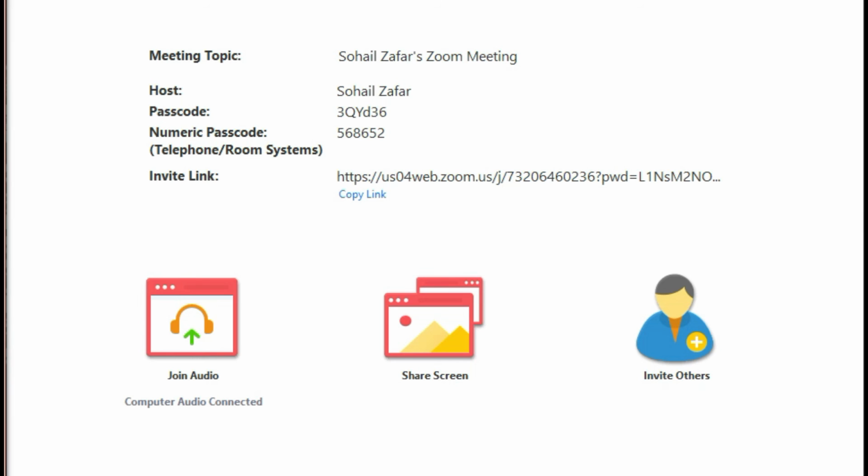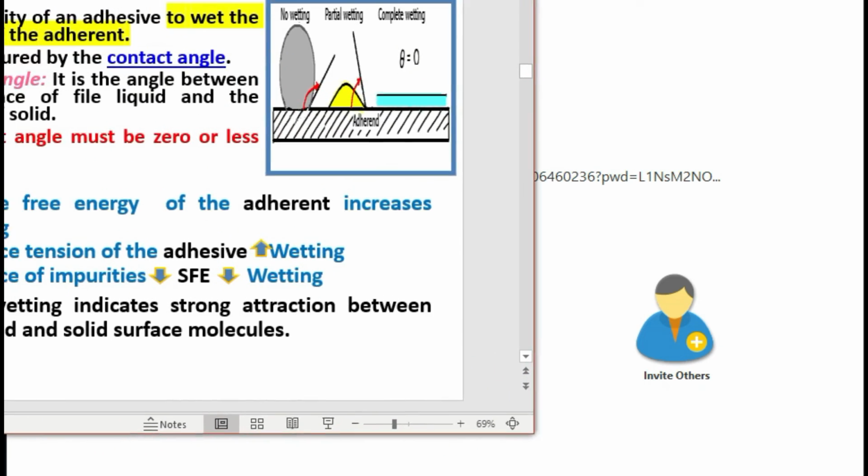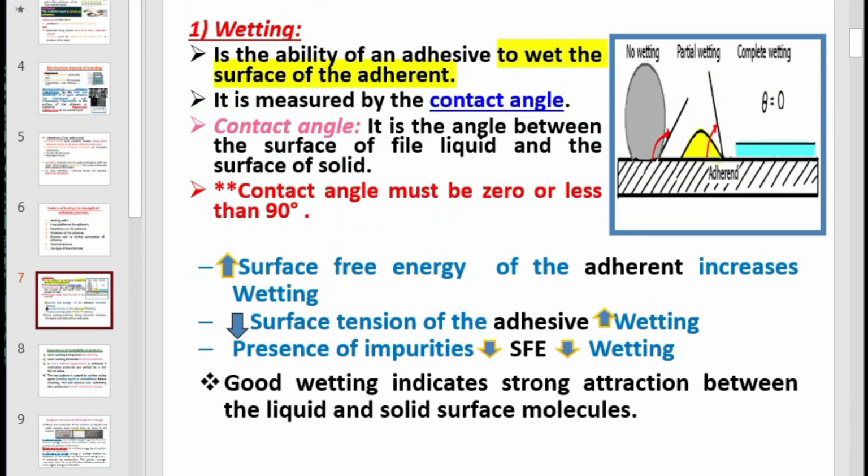For example, if you have to bond two surfaces and half of the surface remains dry and half of the surface is wet with super glue, you will get a weak bond compared to if you make the full surface wet with super glue, it will give you a strong bond. So the same is the importance of wetting.